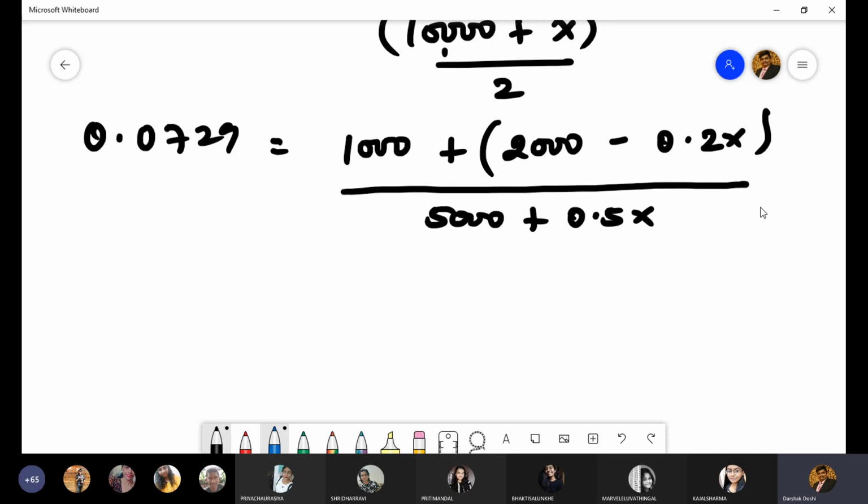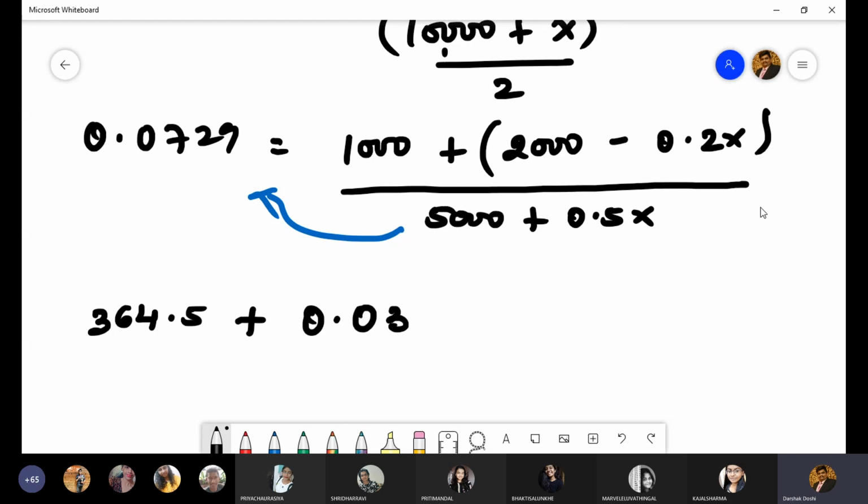Taking the denominator to LHS and we multiply. So 5,000 into 0.0729, that will be 364.5 plus 0.0729 into 0.5, that will be 0.03645x is equal to 3,000 minus 0.2x.